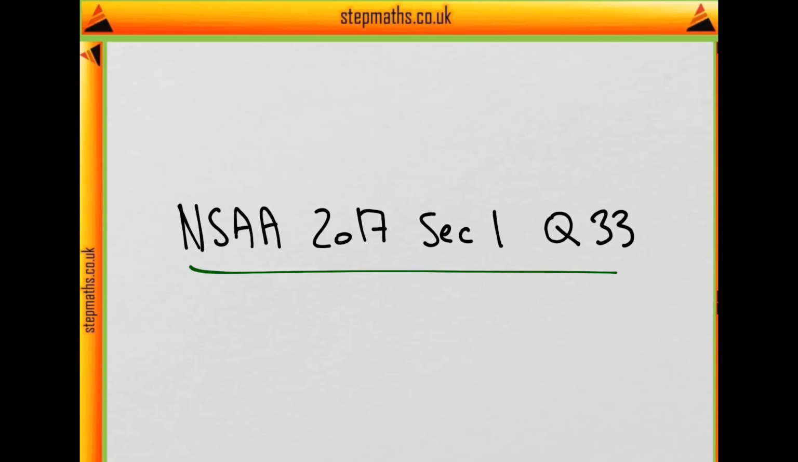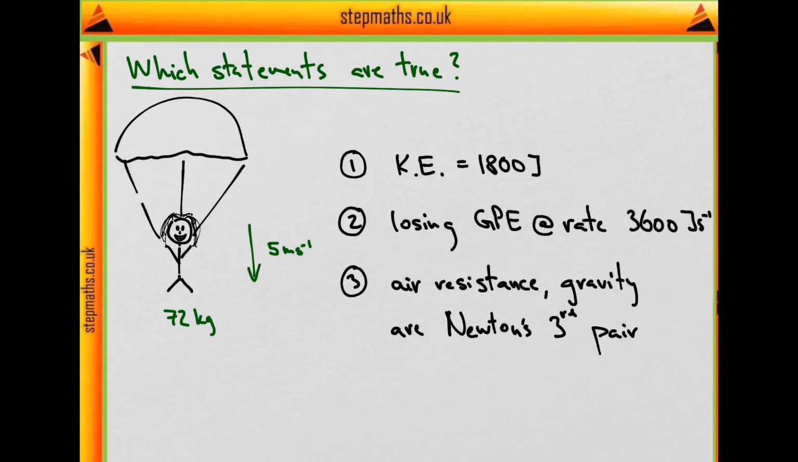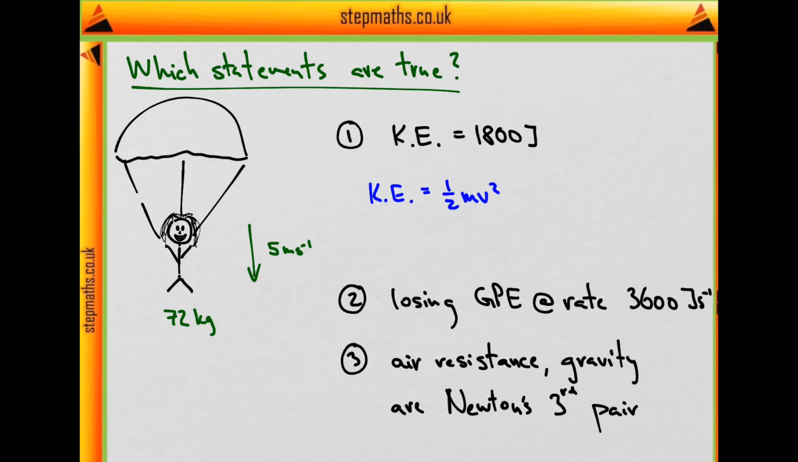In this video, we'll look at question 33 from the 2017 exam. So a parachutist is falling at a constant speed, 5 meters per second, and weighs 72 kilos. And we're supposed to say which of these three statements about her are true. So the first statement says that her kinetic energy is constant and has the value of 1,800 joules.